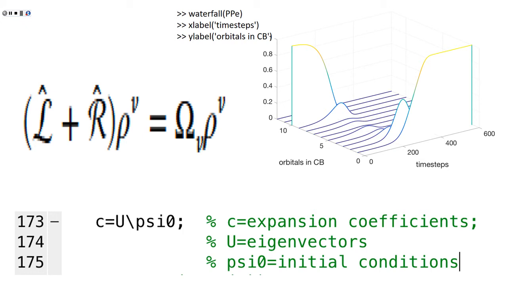This vector C, which will have the same size as the number of orbitals in the conduction band, will tell how much a given eigenvector contributes to this initial condition. And we solve for this initial condition at time 0. Again, how much a given eigenvector contributes to a given initial condition.